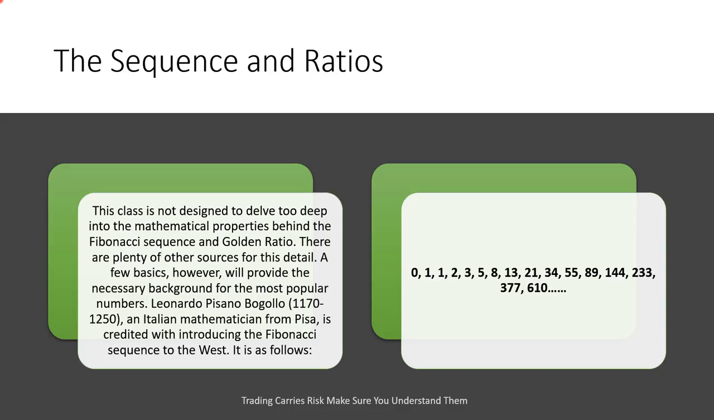Now, the Fibonacci ratios come from the Fibonacci sequence. This class is not designed to delve too deeply into the mathematics, but it's fairly simple where the sequence comes from. When you start out with a zero, nothing, and add to it one thing, and I think these came from somebody observing bunny rabbits. If you add one bunny rabbit, you still only have one. So zero plus one is only going to give you one. You add another bunny rabbit into the crowd, you're going to have one plus one, or two.